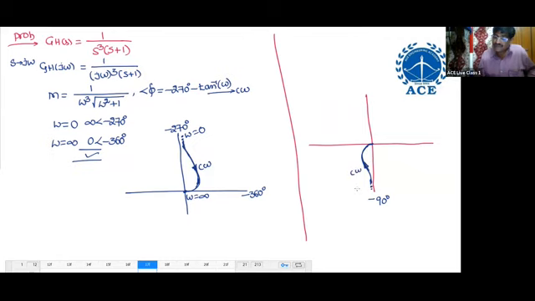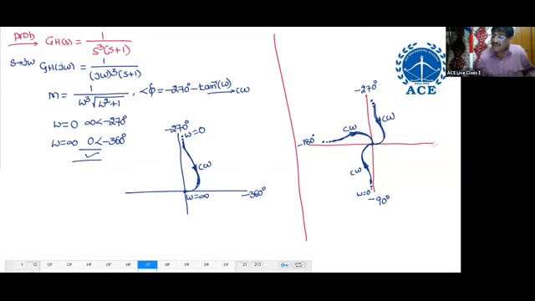So clockwise. Next, start at minus 180 and end at minus 270. So start for 3 poles at origin is here. This is for 2 poles at origin. This is for 1 pole at origin. 3 poles at origin means start here. This is for 3 poles at origin.